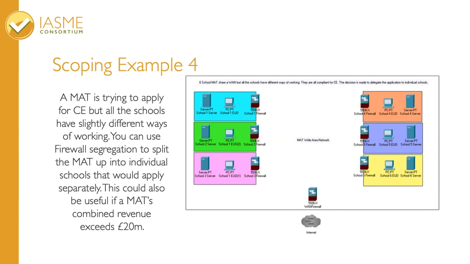You could also just segregate half of the schools if you wish. So you could segregate 3 and then do the other 3 as a MAT. But if you did do that and you applied as a MAT encompassing 3 schools, again, you would not be eligible for the insurance because you would only be certifying 3 of the schools. So it all depends on how you apply the Cyber Essentials rules and how you apply for your individual schools or MATs or academies.